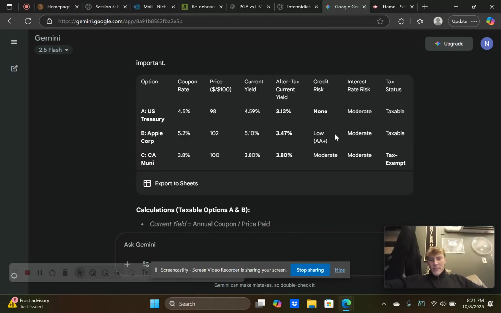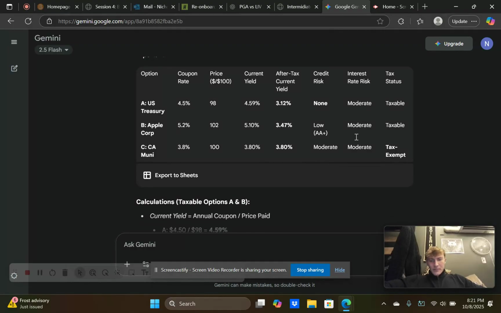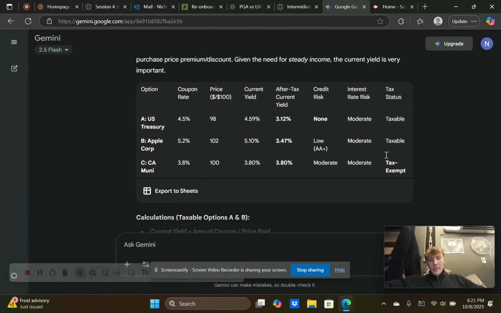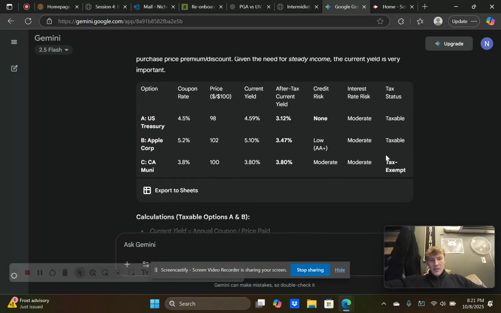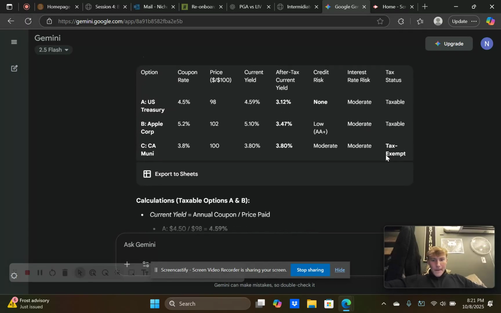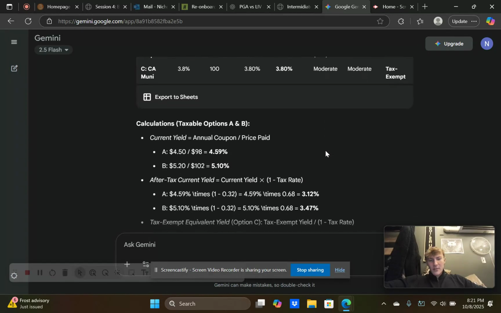So we see our interest rate risks, which are all moderate, pretty standard range, 4.5, 3.8 to 5.2. Current yield, tax status. The only one that's tax exempt is option C, actually, which is a big plus for that certain bond. And then on our credit risk, it is none with the U.S. Treasury, low for Apple Corp, but moderate for C. So it's kind of a give and take with the tax exempt and then a moderate credit risk.